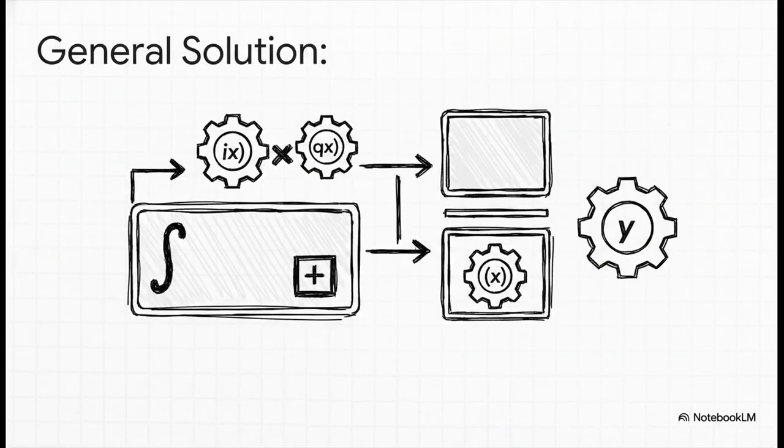And here it is, the whole blueprint in one single formula. The solution, y of x, is 1 over the integrating factor, all multiplied by the integral of I of x times q of x plus c. This is it. This is the culmination of the whole process.